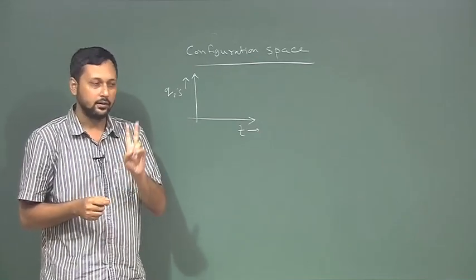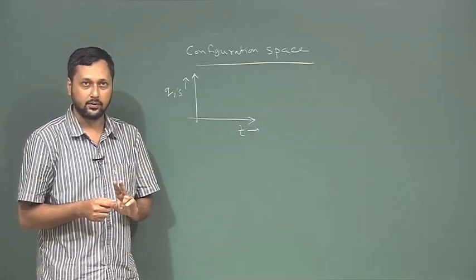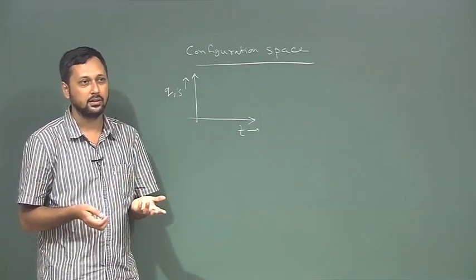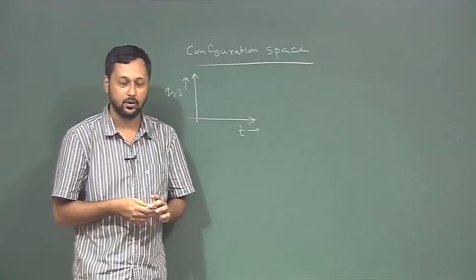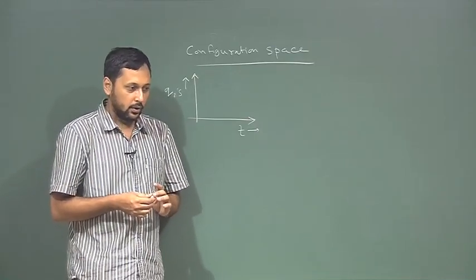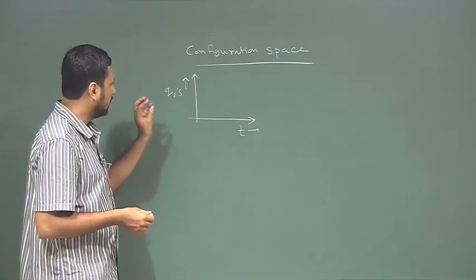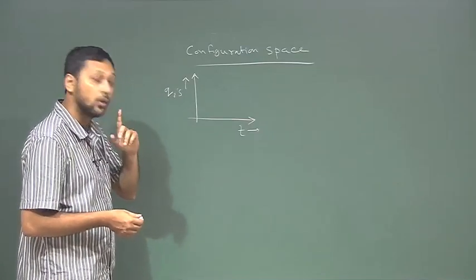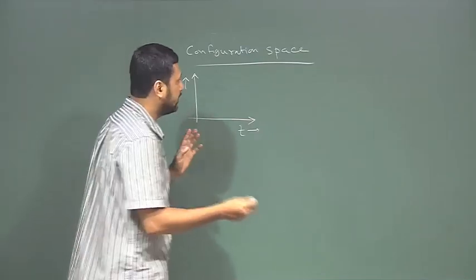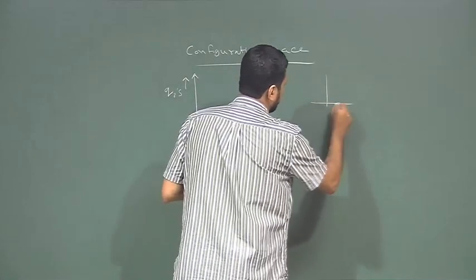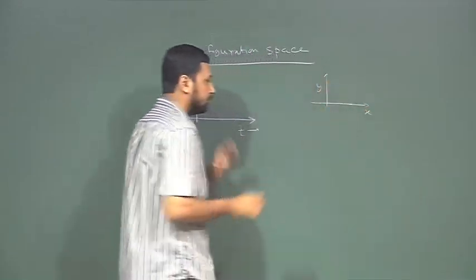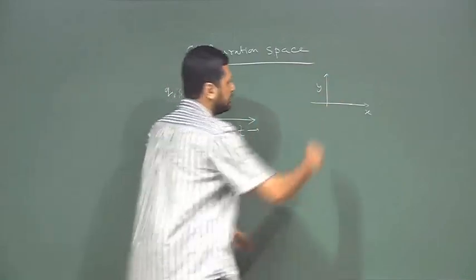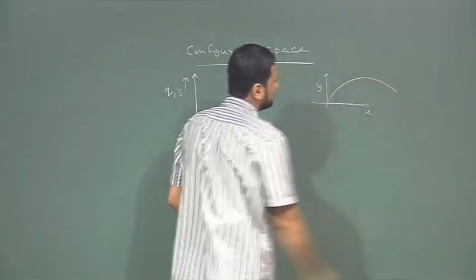I need two parameters x and y, because it is a 2D problem. Now, if I choose to draw the trajectory in the real world, if I have x here and y, we are more familiar with trajectories which look something like this.